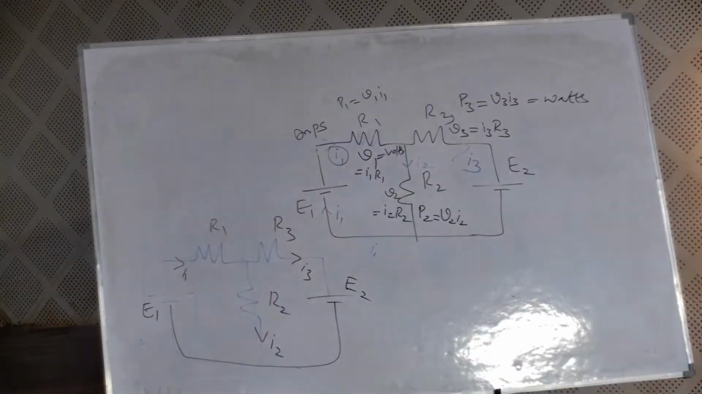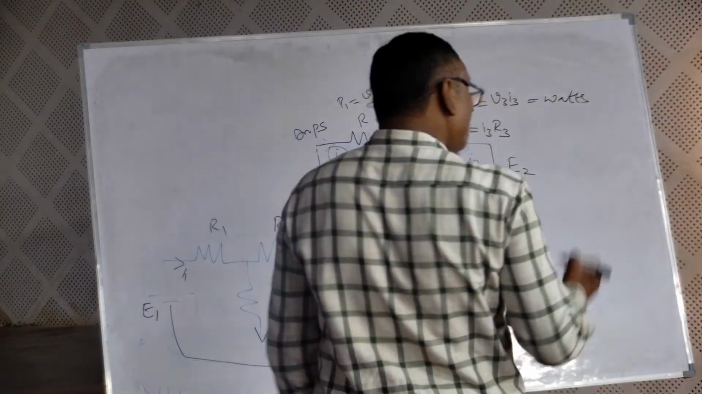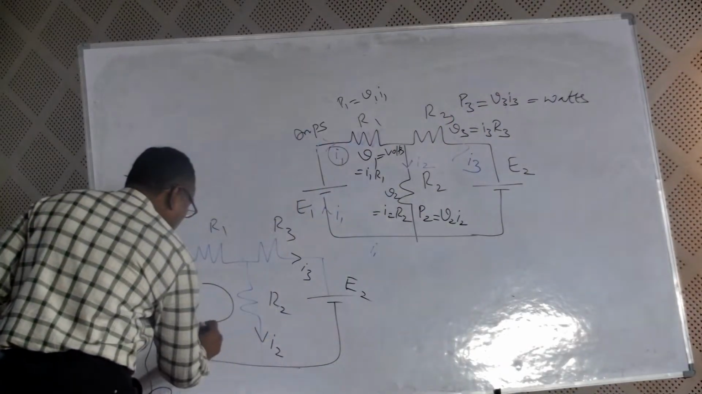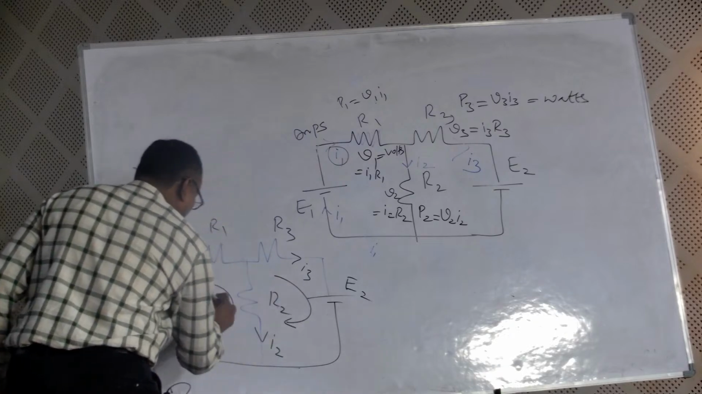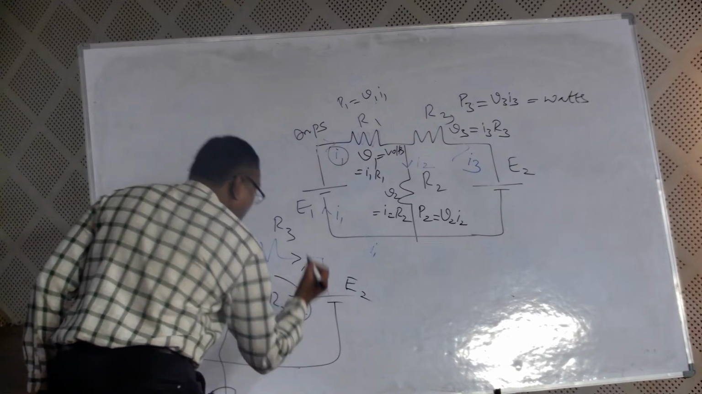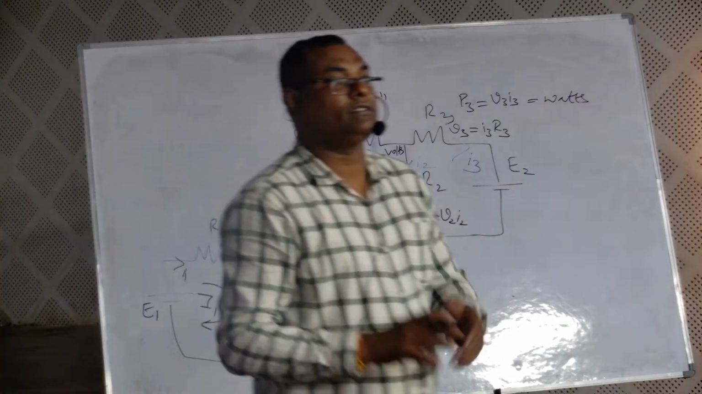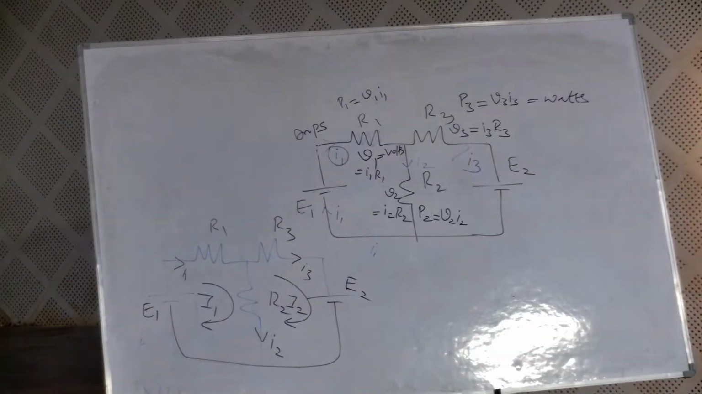First, the mesh method. How many meshes are there for the given circuit? Two meshes: mesh 1, mesh 2. Give the names capital I1, capital I2. These are called unknown currents, and unknown currents are mesh currents. First, we have to find the unknown mesh currents. We have a procedure; apply the procedure to get I1, I2.